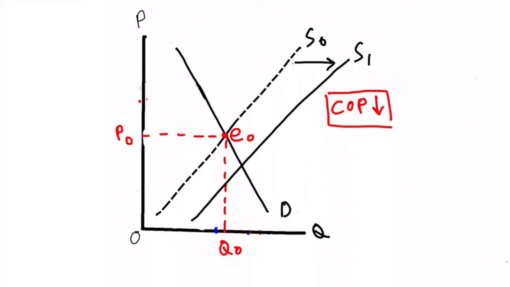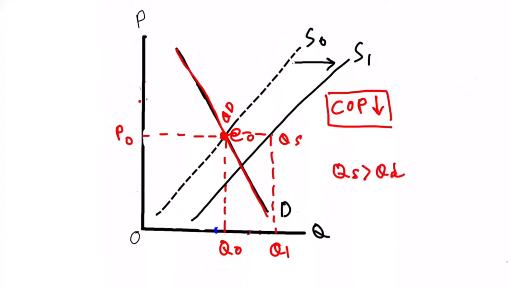So what I want you to do is try to focus here. The quantity supplied now is at Q1. This is quantity supplied. And the quantity demanded will be on the demand curve here, at this point. This will be your quantity demanded. So what is happening here? Your quantity supplied is greater than your quantity demanded. Therefore, the economy is experiencing a surplus. At this point here, there's a surplus. This is your quantity supplied. This is your quantity demanded.